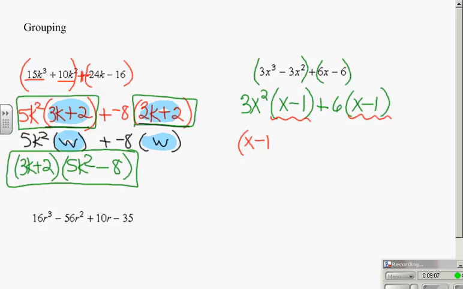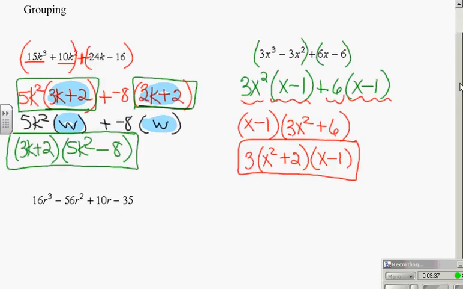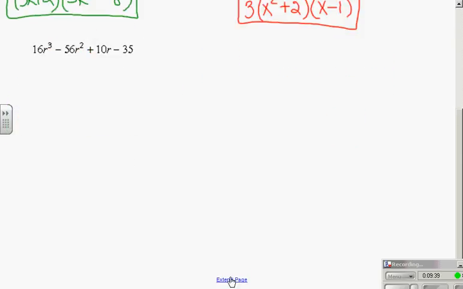Here's my common factor, and here's my common factor. If I pull that out now, I'm left with 3x squared plus 6. Now, this 3x squared plus 6 has a common factor of 3 in it. So I need to go one more step, and take that out. And so I have 3 times x squared plus 2 and the x minus 1 factor. And that is now fully factored.